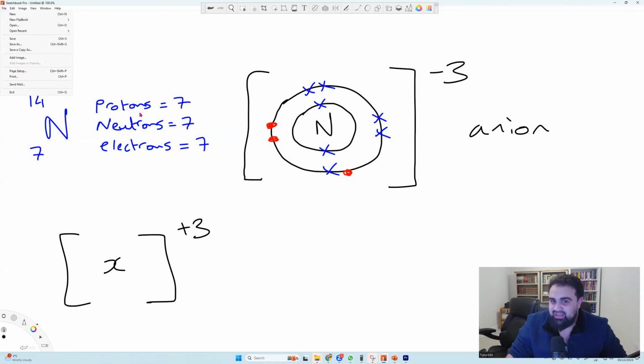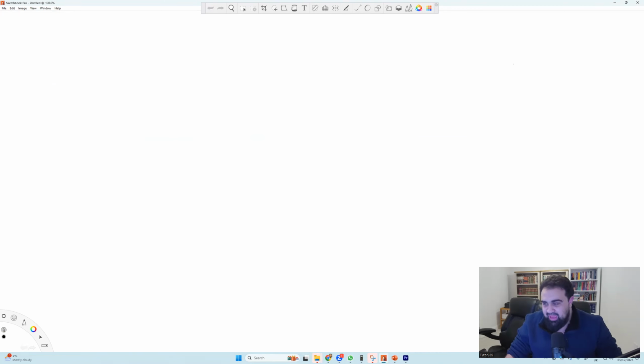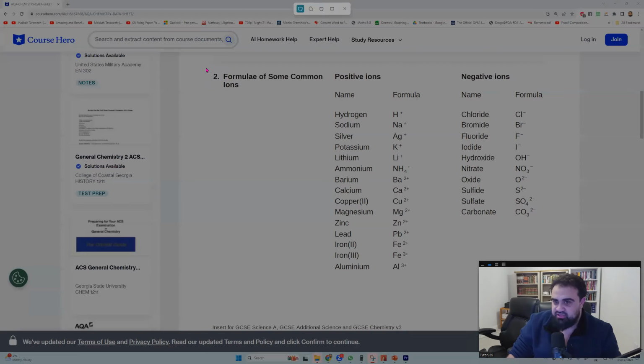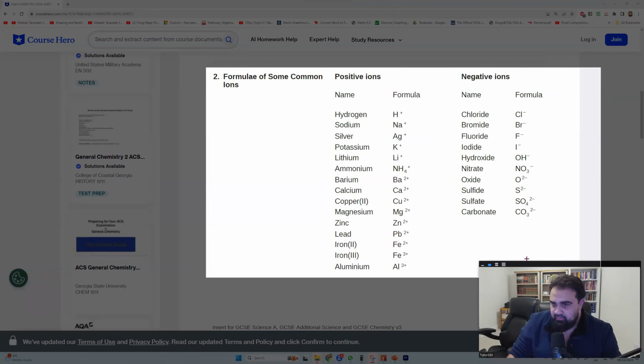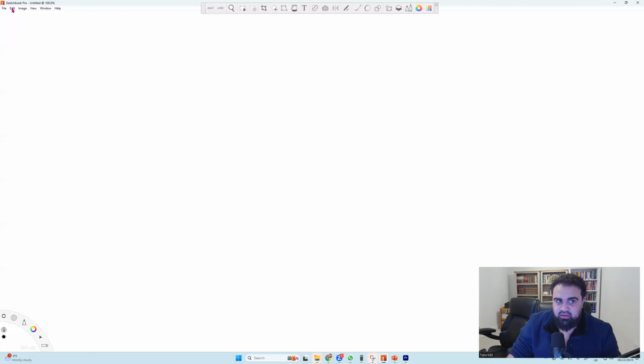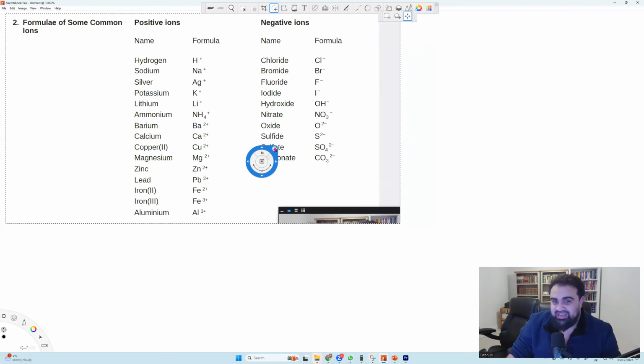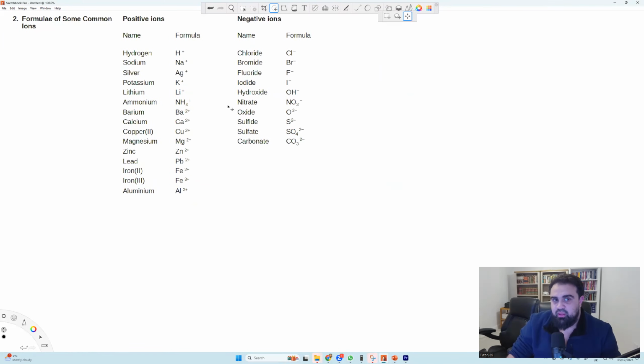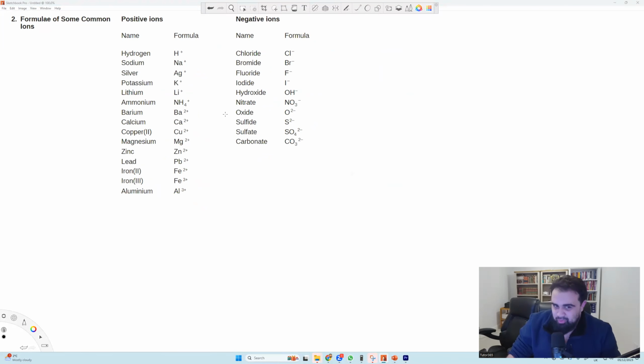Our job is to balance these charges. Now, in your exam, you're given this data sheet with all of the ions and their charges. Look, you're given this data sheet. So you can see the charges for a lot of the things. They're here, right? And a lot of them you can work out yourself.